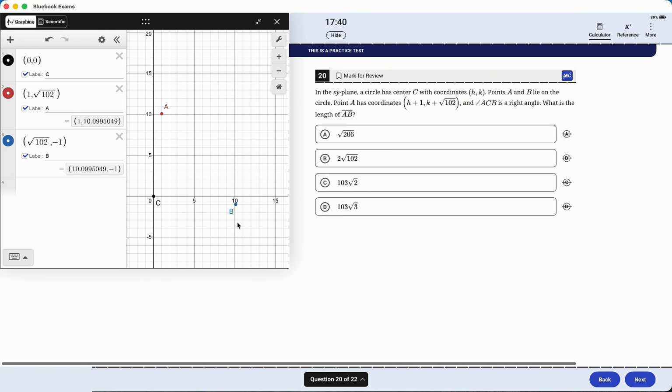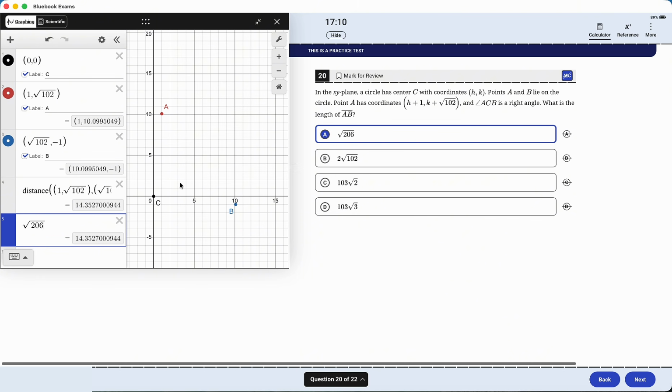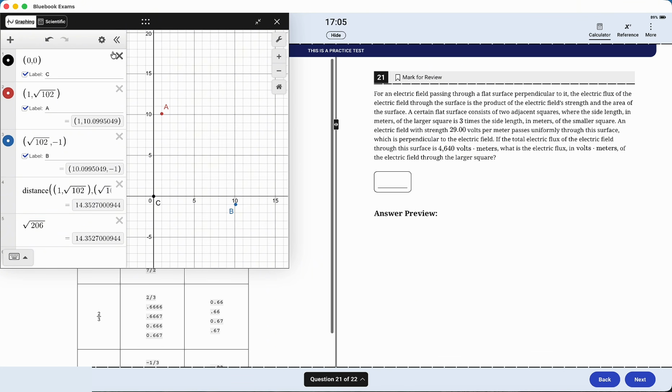And then finally, they want to find the distance of A and B. This isn't something you really use that often in SAT. I haven't really seen it, but you can literally type in distance and then give it 2 points. So point A was 1 comma square root 102, and my other point, square root 102 comma -1. And you see it'll give me my distance. Then I know it's got to be basically A, because these others are too big. This would be like 20. These are way too big. But again, if I just put that in Desmos, I can verify these are the same number. So that's it.